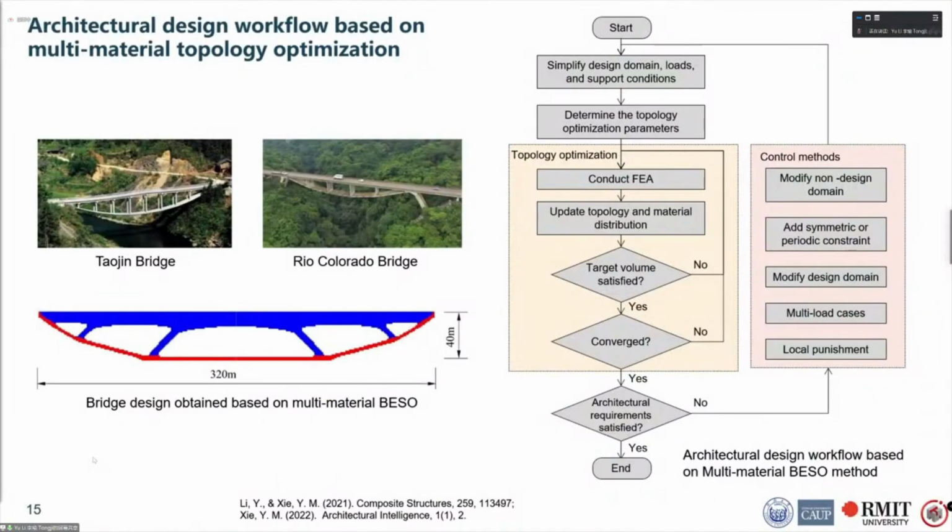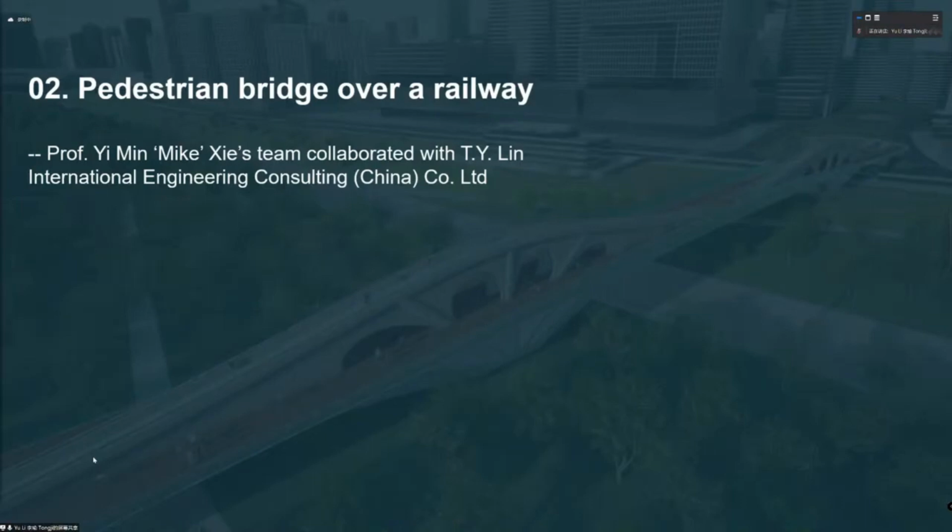Well, based on the proposed multi-material BESO method, which has been published in the Composite Structures journal, we have developed an architectural design workflow based on this method. The workflow mainly includes two parts: the topology optimization section and the control method. You know that structural efficiency is not the only goal that architects pursue. They need to consider other requirements like functionality, aesthetics, and construction costs. So we can use control methods like refining the design domain or adjusting topology optimization parameters until the architectural requirements are satisfied. Okay, let's see some cases.